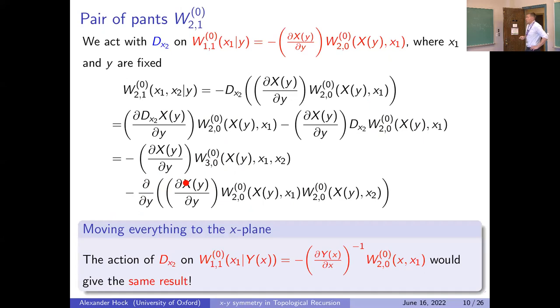So moving to the x plane, this was the comment also to this remark here. If we have dx2 on W011, where I move everything to the x plane, it will give at the end the same result. So we can play with this definition here, the same game. It just generates more terms which cancel but give the same result. So we can also do it with a different definition. This is just what I want to point out here.